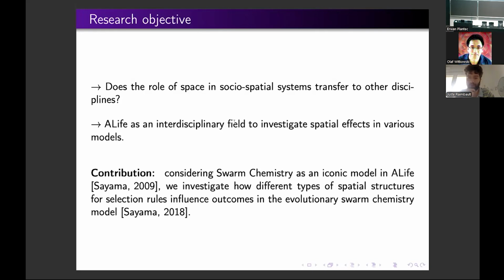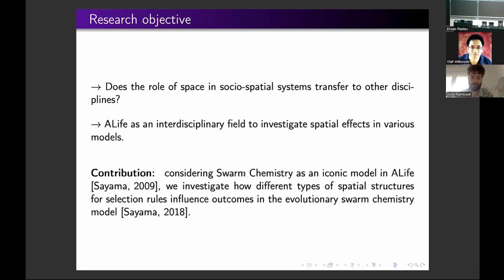Regarding this, I remember more than 10 years ago, I was doing my master's, and we had this course on the simulation of complex systems. The model we had to re-implement for the project was swarm chemistry. So it was already in 2010 or something like this. It was already iconic. I think it's a really good example, and it shows very interesting patterns of self-organization.